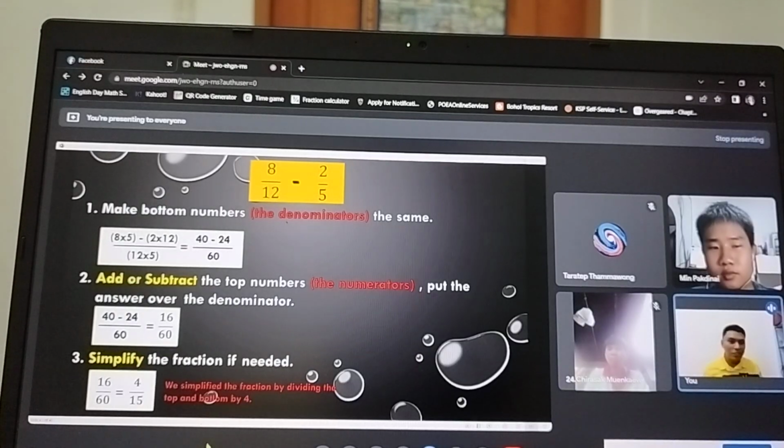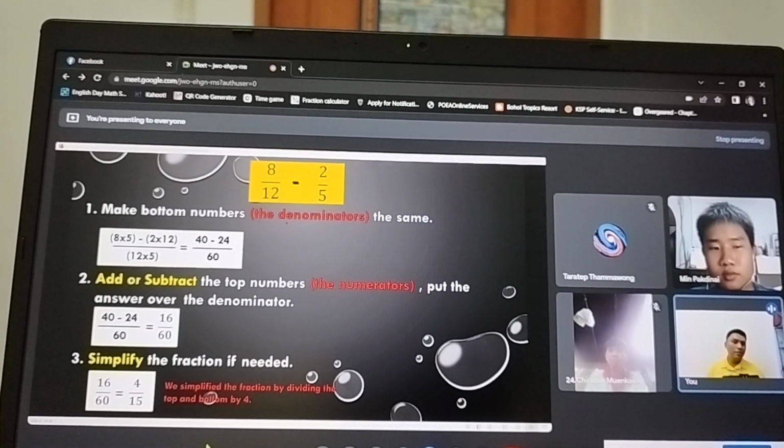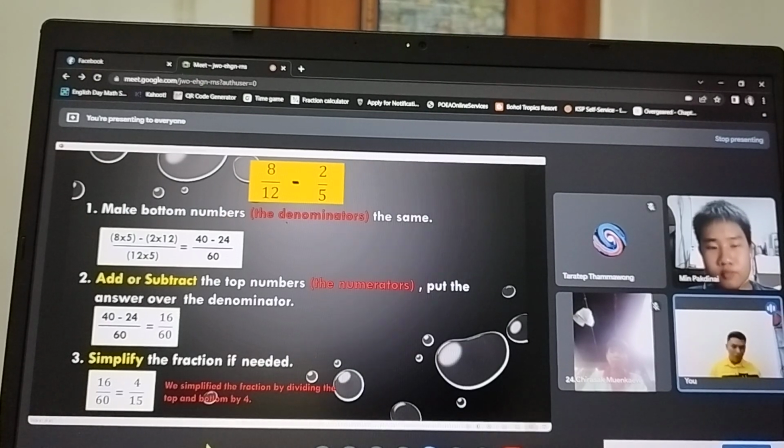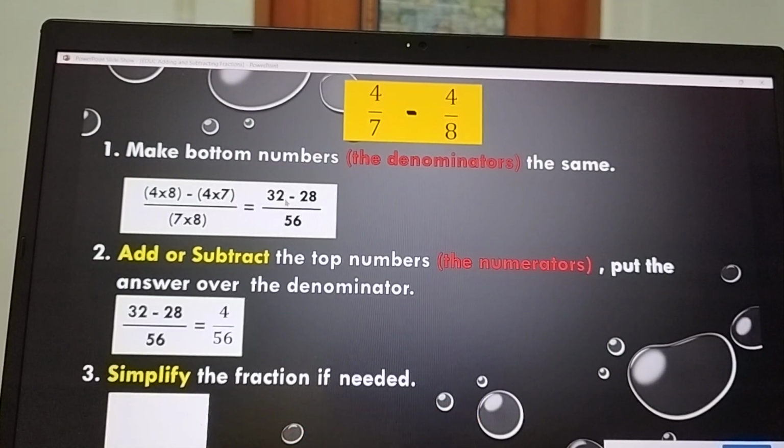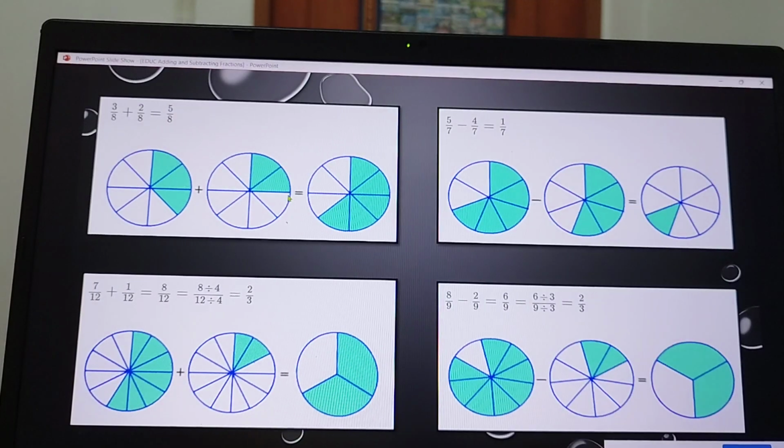Okay? Do you understand, students, how to... So for today, again, we'll be using the common denominator method. Then for our next meeting, we'll be using the least common denominator method. Okay? So again, quick review. If the denominators are the same, just add or subtract the numerators. 3/8 plus 2/8, the same denominator. 3 plus 2 equals 5. So the answer is 5/8.